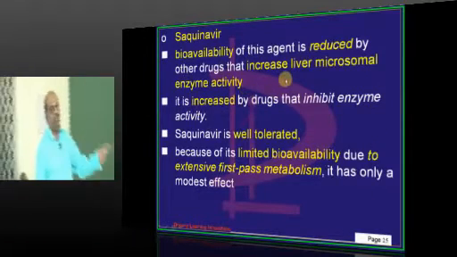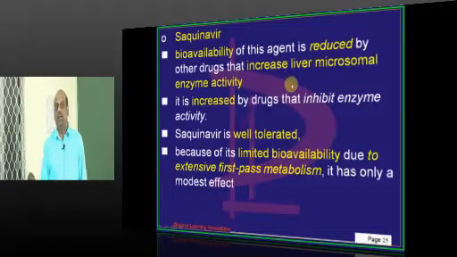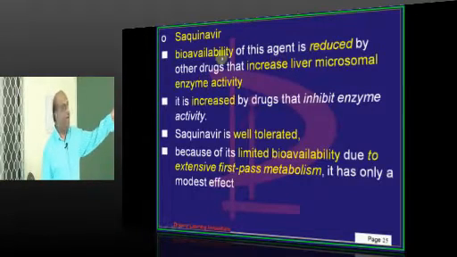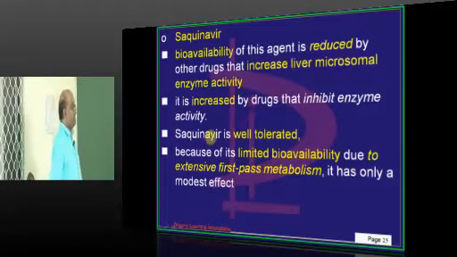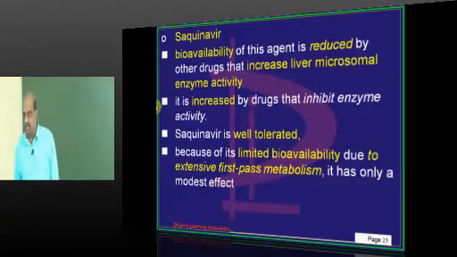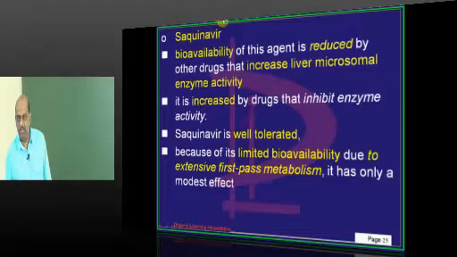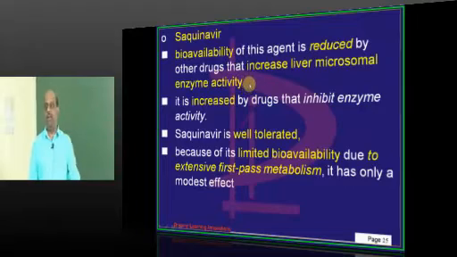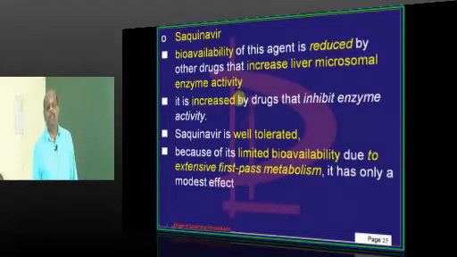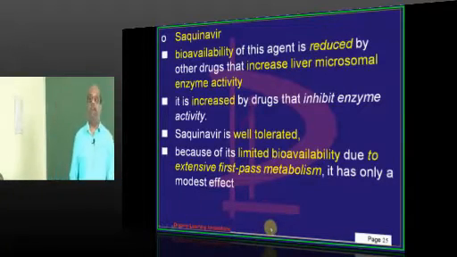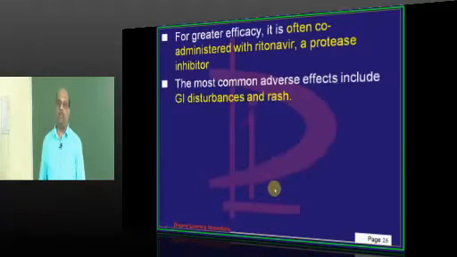Typically, any drug which induces the liver microsomal system, like rifampicin, will lead to reduction of the bioavailability of saquinavir. Saquinavir is generally very well tolerated, but the main issue with saquinavir is bioavailability. Any alteration in the P450 immediately affects saquinavir, just like warfarin. That is the main problem. Extensive first pass metabolism is the buzzword you need to remember when we talk about saquinavir.